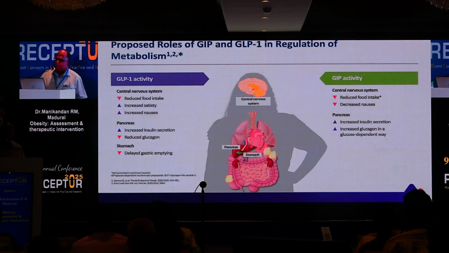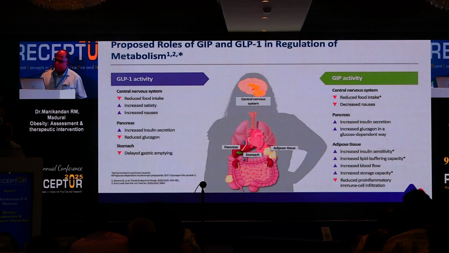Now with tirzepatide, we also have GIP analogs, which along with GLP-1 reduce food intake and counteract the nausea which typically happens with GLP-1 analogs. It also increases insulin secretion and increases glucagon in a glucose-dependent manner. So when someone has hypoglycemia, it allows correction. So it reduces hypoglycemia when we use it with insulin or insulin secretagogues. Along with it, there is now evidence that it can work on adipose tissue as well. It can increase insulin sensitivity. It can increase the lipid buffering capacity, so it doesn't allow ectopic fat deposition. It increases blood flow to the adipocytes, so it reduces the inflammatory response, thereby reducing the impact of the chronic inflammation we have with adiposity.